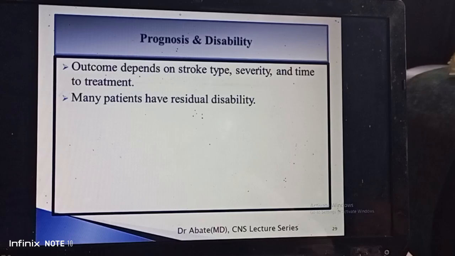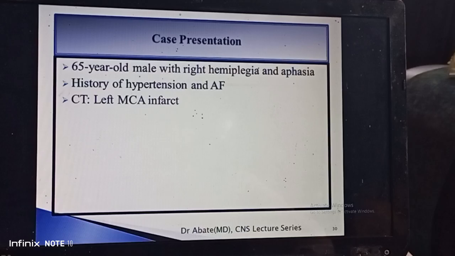And the initial severity matters, for example, you can take ischemic stroke. If the infarction involved a large area of the brain, then the severity is high, so the risk of dying is very high. And the time when the patient starts the treatment also matters. And many patients usually remain with residual disabilities. This is the case presentation.